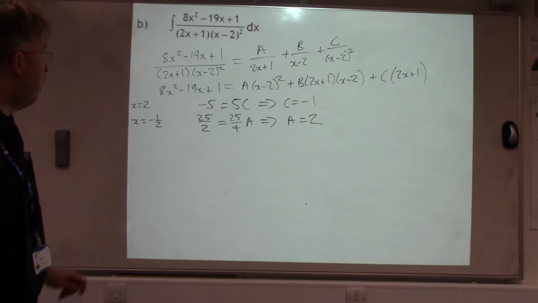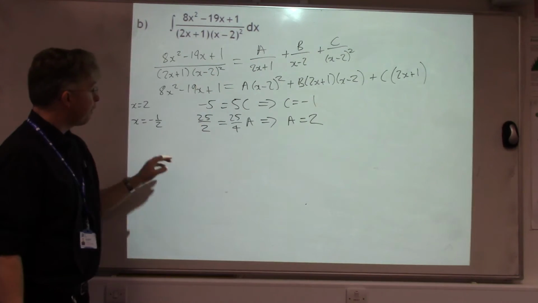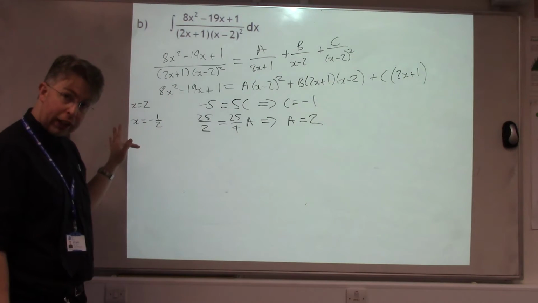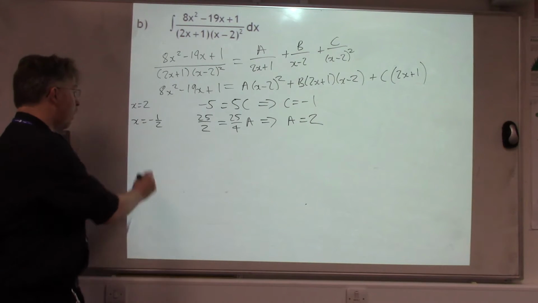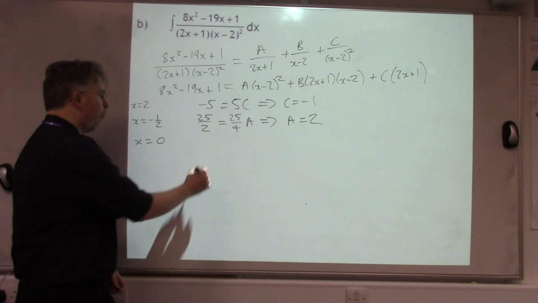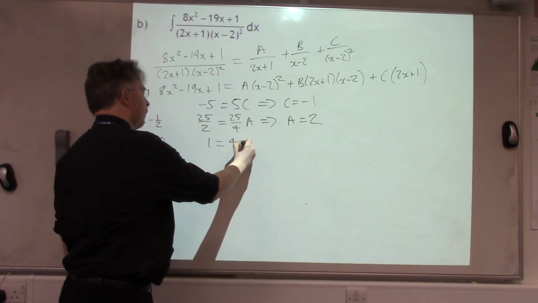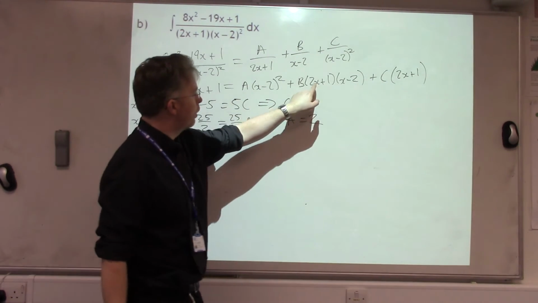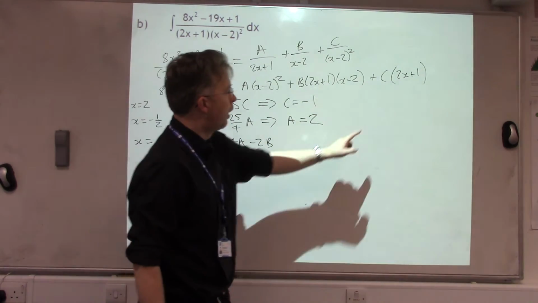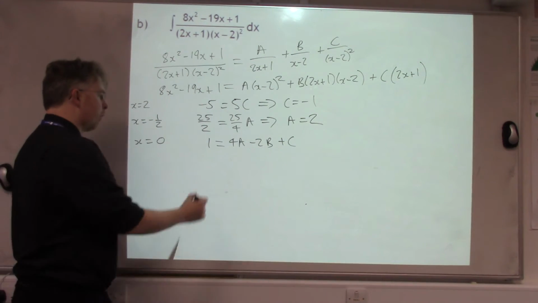And then for these repeated root questions, we've exhausted our convenient values, so we need a third value. If not already used, x equals 0 is convenient to calculate. So we get 1 equals minus 2 all squared times a, plus, put 0 in, 1 times minus 2 times b. Last one, 1 times c. But we know the a and the c, so we can sub those in.